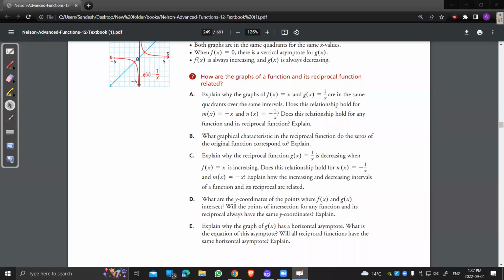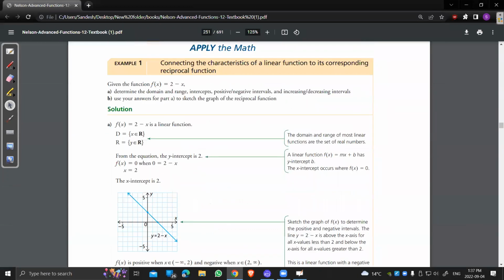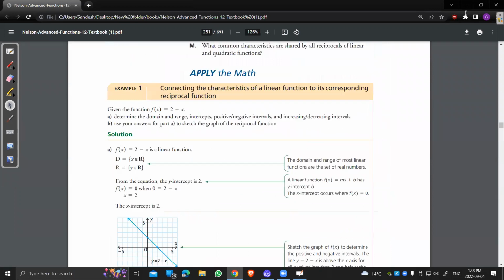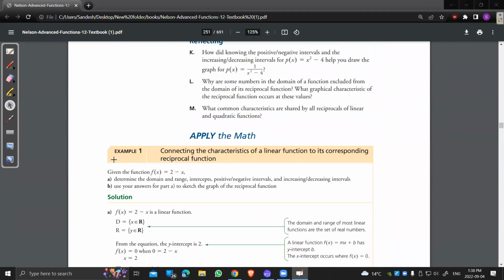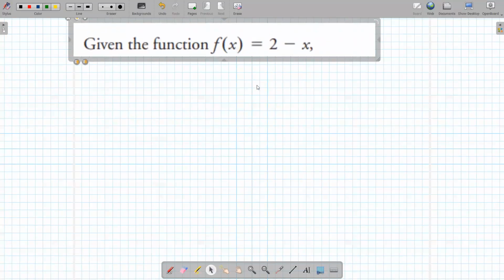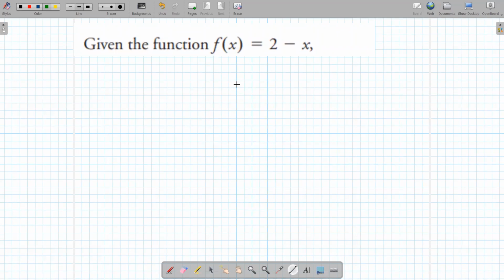Now let's see what they want us to do actually. Okay, they want us to graph this guy, 1 over 2 minus x. Again, it's fairly simple. It is not that difficult. To graph this, we would first need to graph this guy right here to graph the reciprocal function.